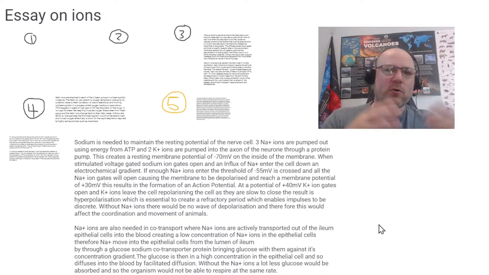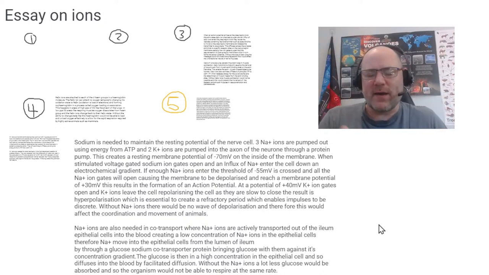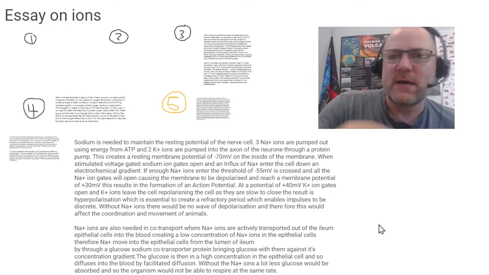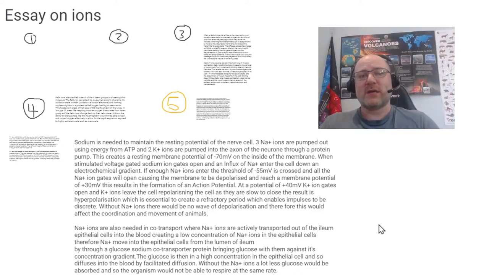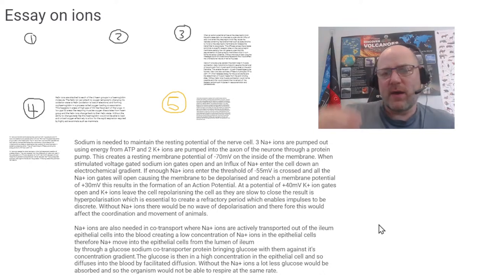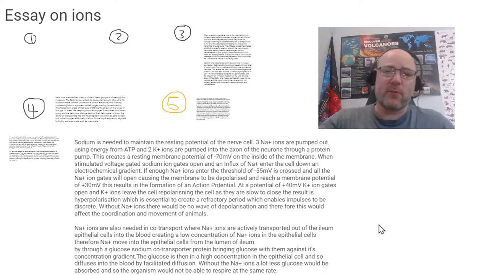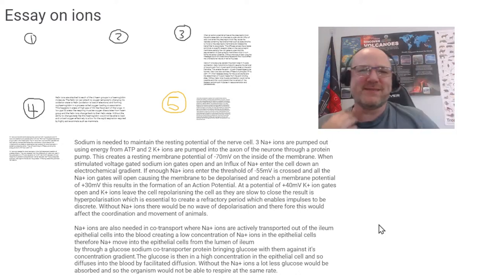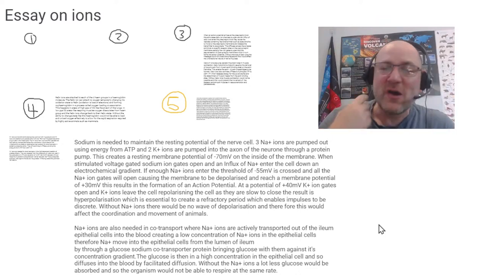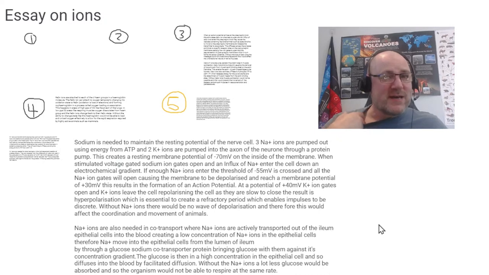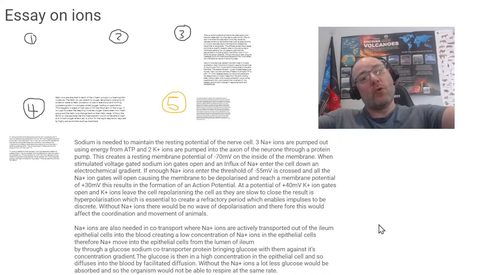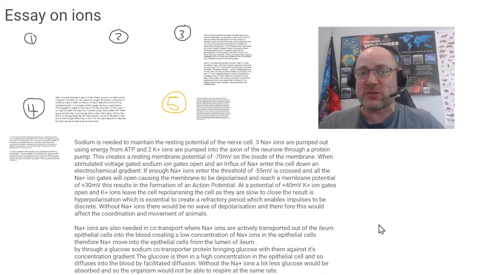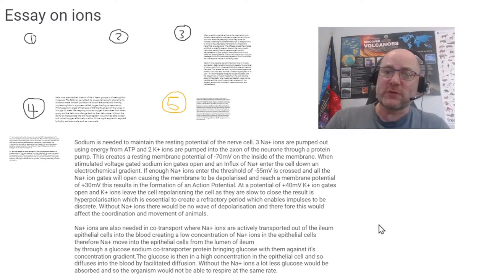Some of them, like Pacinian corpuscles, have baroreceptors. They're going to open their sodium gates when there's a pressure on them. And when the sodium gates open, we get an influx of sodium ions into the cell, and that depolarizes. Well, if it crosses the threshold of minus 55 millivolts, then all the sodium gates will open and all the sodium ions will move into the axon of the nerve cell, depolarizing the membrane. And that, of course, forms an action potential, an electrical impulse.